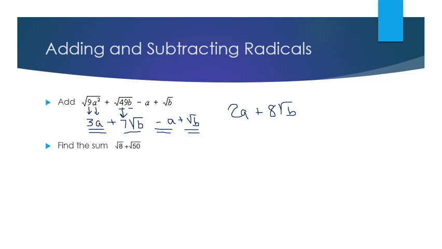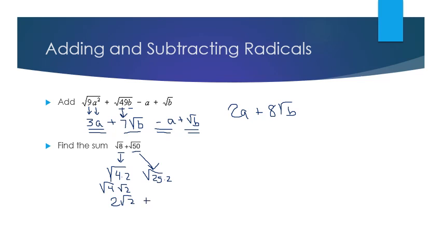And that is the simplified form of this expression. Here's another one that looks like you probably won't be able to add these together. But let's take a look at how we can rewrite square root 8. This can be square root 4 times 2, and this could be square root 25 times 2. Okay, so this will equal the square root of 4 times the square root of 2. And the square root of 4 is 2, so this is 2 square root 2.